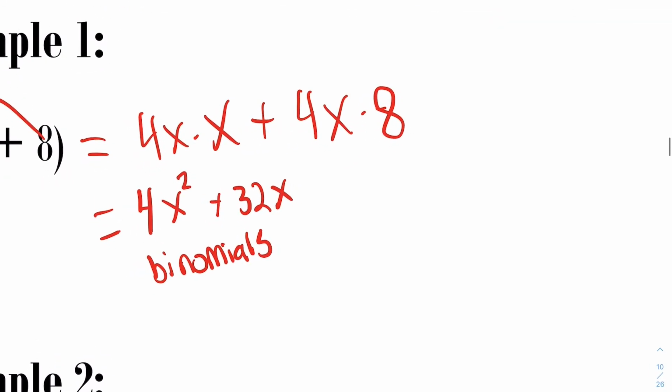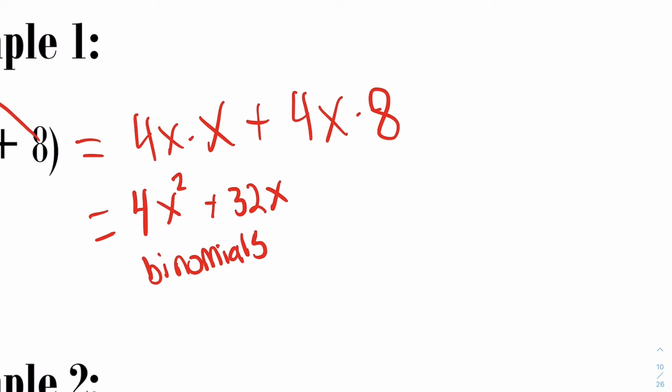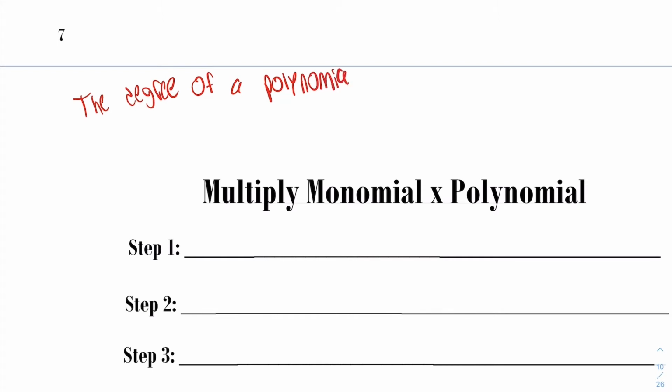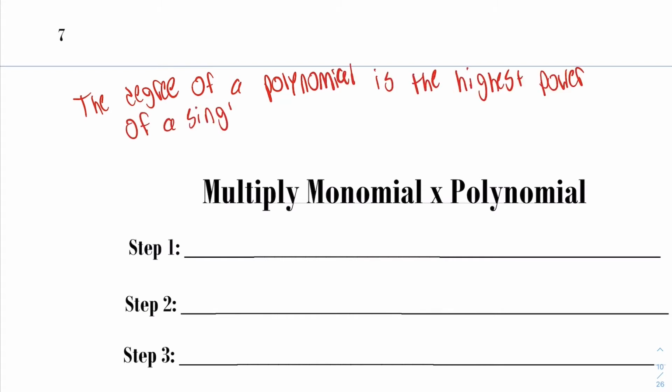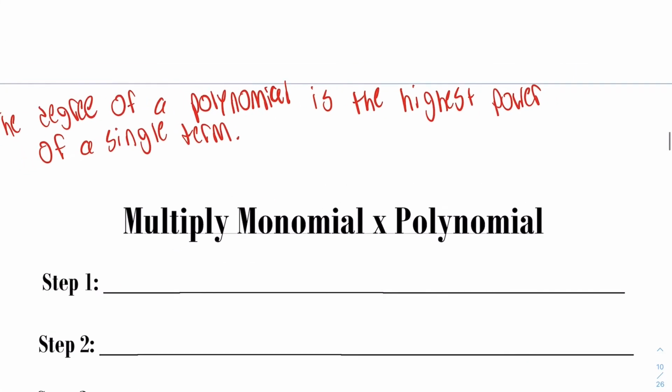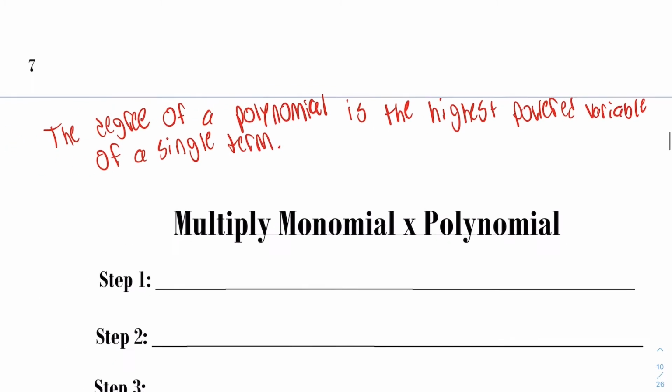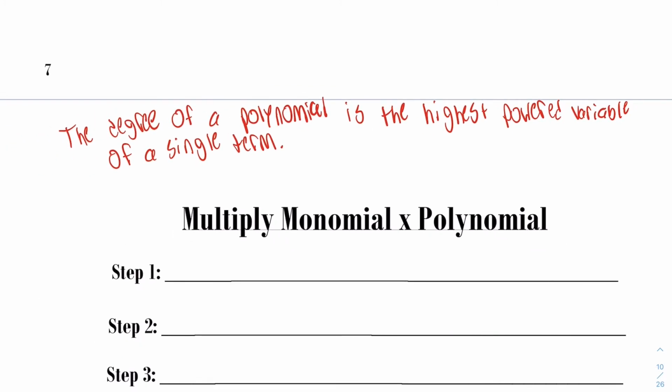But let's go ahead and add in one more thing, because if you were looking at yesterday's worksheet, there was this word in there. So this is a binomial of degree 2. The degree of a polynomial is the highest power on a single term. Let me just write that at the top here. So it's the highest powered variable of a single term.